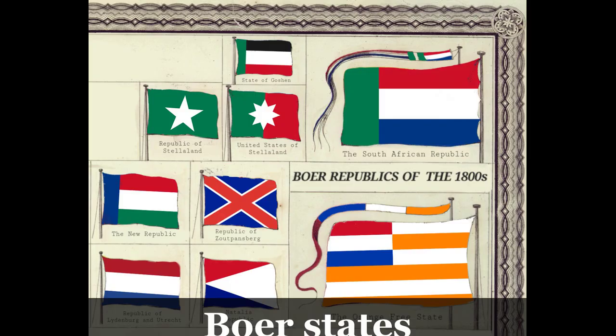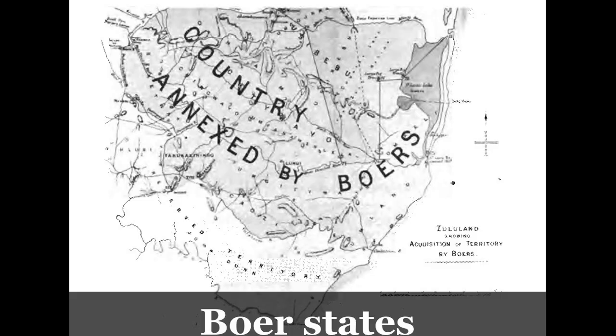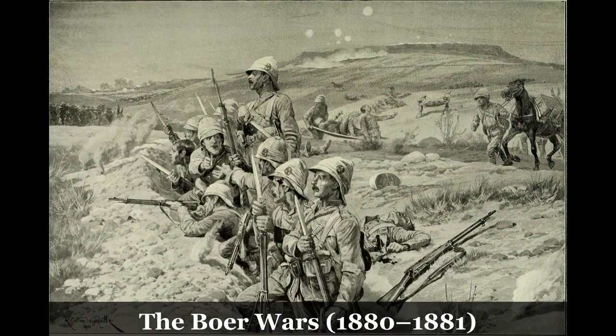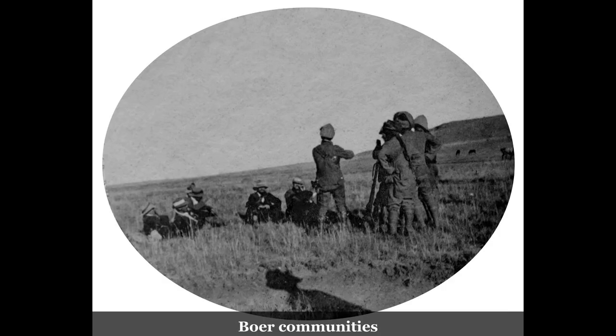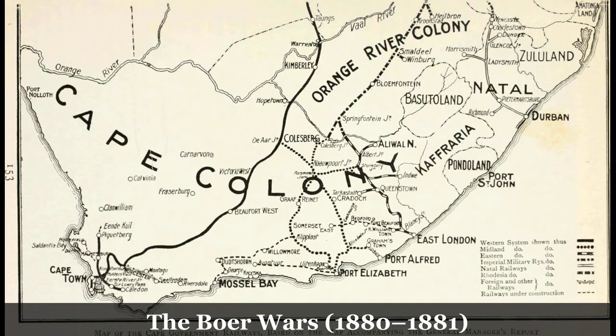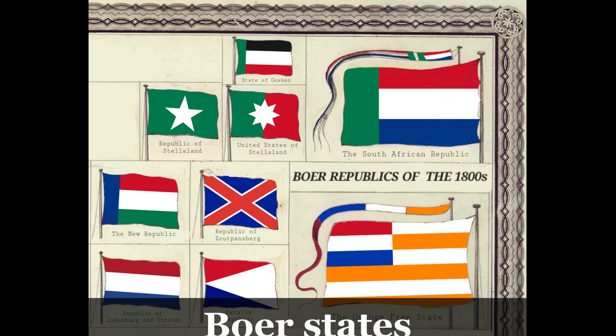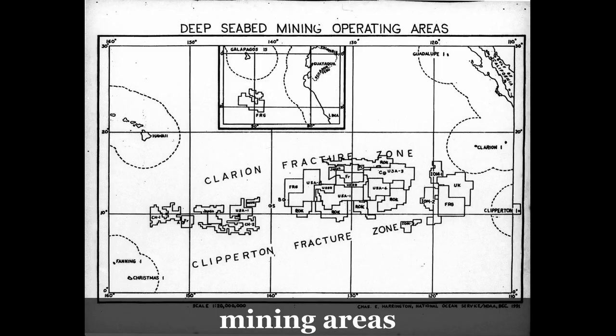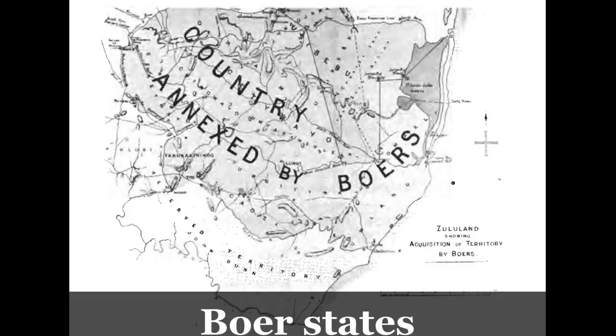The discovery of diamonds in 1867 and gold in 1886 in the territories controlled by the Boer states drew thousands of newcomers, known as Uitlanders, into the region. This influx of outsiders put a strain on the resources and social fabric of the Boer communities, exacerbating existing tensions with the British. The British, seeing an opportunity to expand their dominion over the lucrative mining areas, began to exert pressure on the Boer states, leading to a series of diplomatic confrontations.